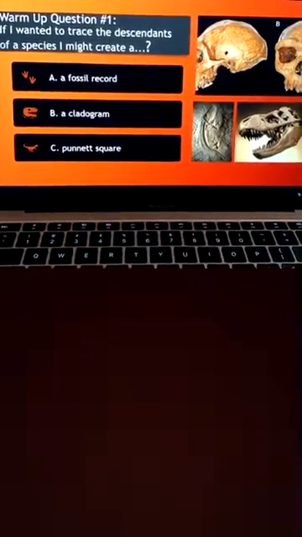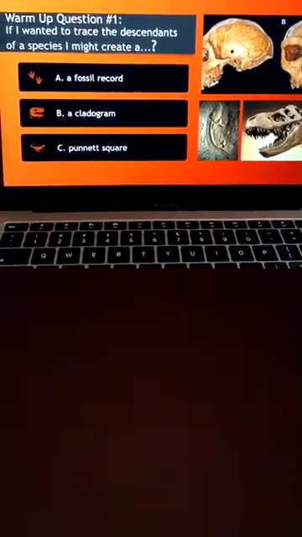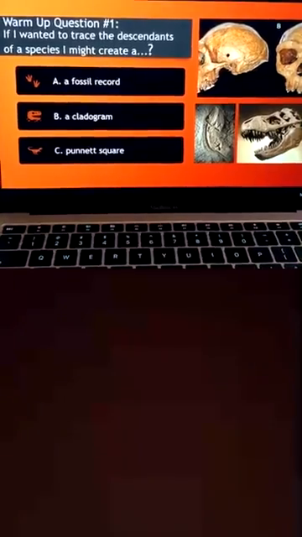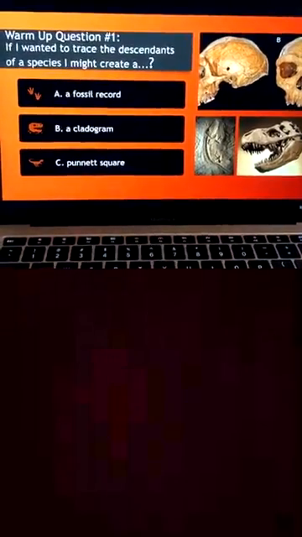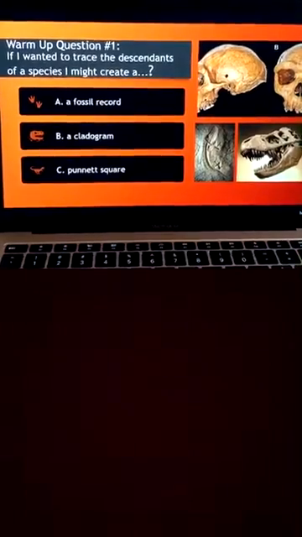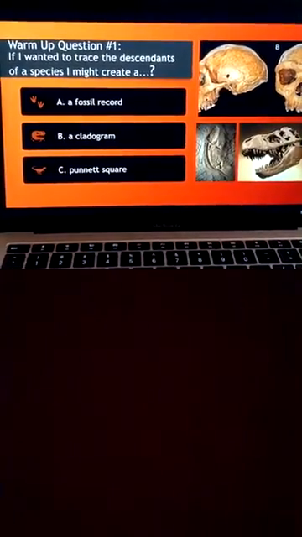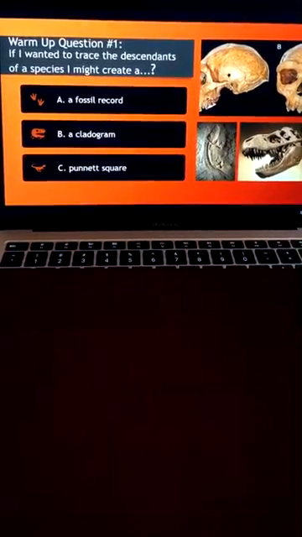B. B was correct, a cladogram. You would create a cladogram. You can't create a fossil record. The fossil record is something that exists and something that we add to as we find more fossils, but it's not something that you can just go and recreate if you need to show where somebody came from. So the correct answer for question 1 was B.